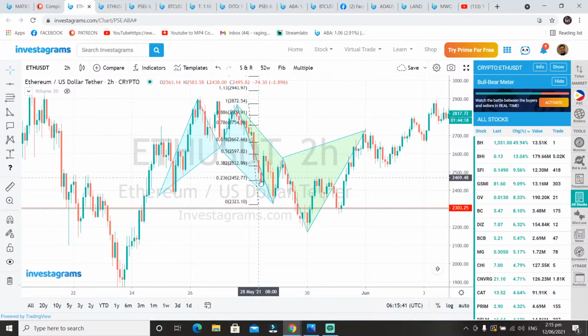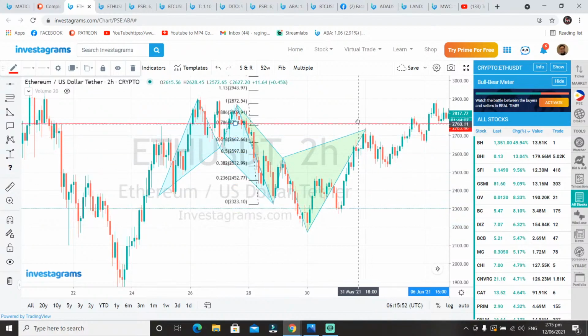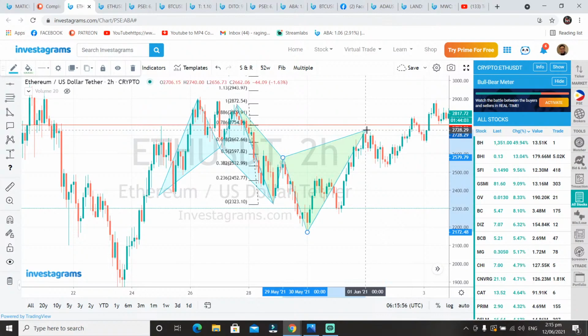If you have weighted X, A, B, C, D. So I always say that letter D is the last point of our pattern. Since it didn't touch this level, I'll put this up. Since it didn't touch this level, but this one actually exceeded it, that's already okay.